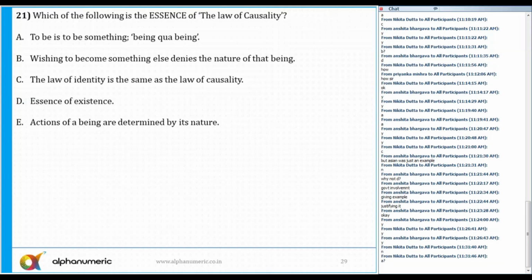21. Which of the following is the essence of law of causality? Yes, number A. So simple. To be is to be something. Being qua being. Absolutely number A. Nikita, this was for question number 21. Yes, it is A. This is written right there. No doubt about it.